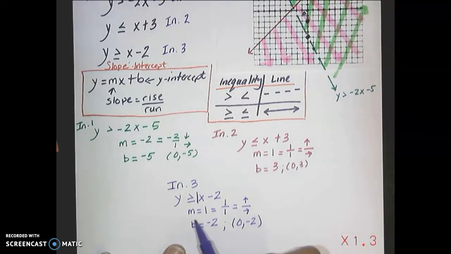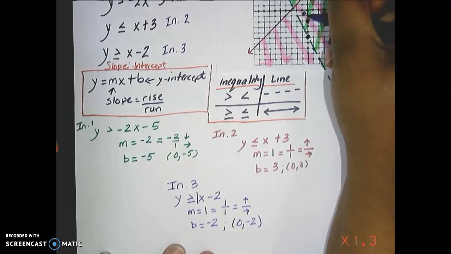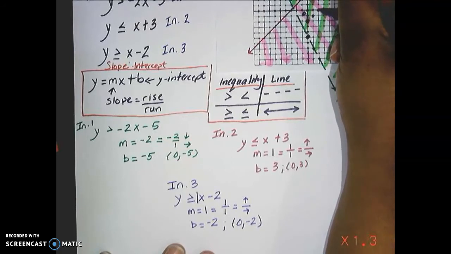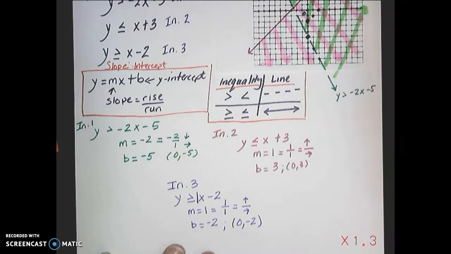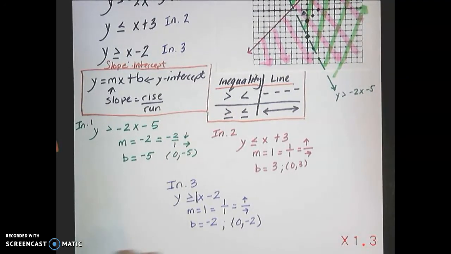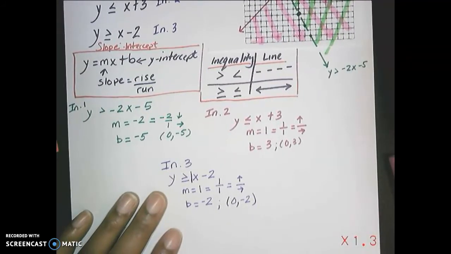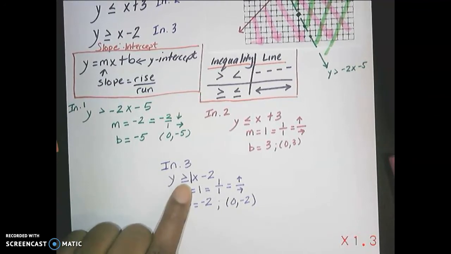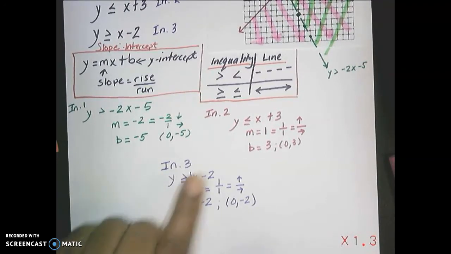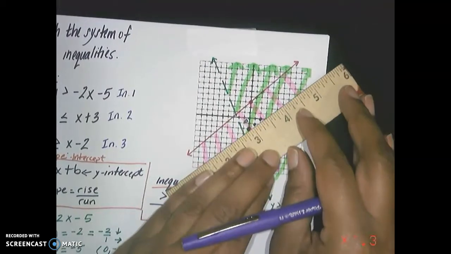And then my slope says I need to go up 1 and over 1. So up 1 from that point and over 1, I would have a point here and another point in there. Technically 2 points is all I need for my line, so I'm going to draw my line. But hold on. First, what kind of line? I got greater than or equal to. So since it's equal, it can be a solid line. So let's go ahead and get that solid line going.